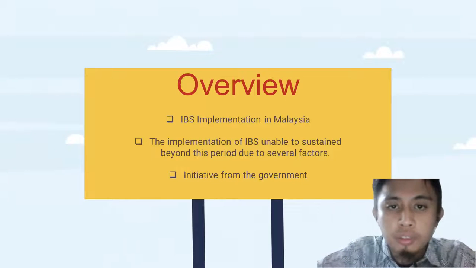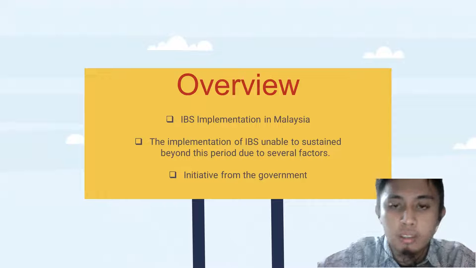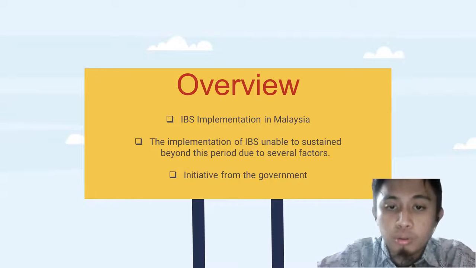So for the overview, the IBS implementation started in Malaysia since the 1960s when the Ministry of Housing and Local Government visited Europe, which had already started their IBS implementation for building construction. The first construction project in Malaysia that implemented IBS was to solve the problem of an acute housing shortage. However, the implementation of IBS was unable to sustain beyond this period due to several factors.